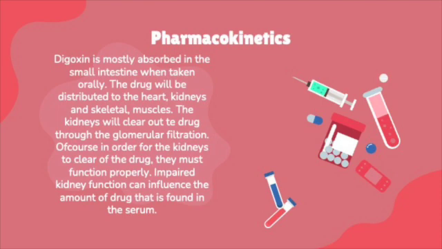Pharmacokinetics is the movement of drugs within the body. About 70 to 80% of digoxin is absorbed in the small intestines. The absorbed drug will be distributed to the heart and kidneys in large amounts. It will also be stored in the skeletal muscles in the largest form of digoxin storage. The main route of excretion of digoxin is through the kidneys via glomerular filtration. Impaired kidney function can have the greatest influence on clearing digoxin, which can impact the serum level of digoxin, leading to dig toxicity.